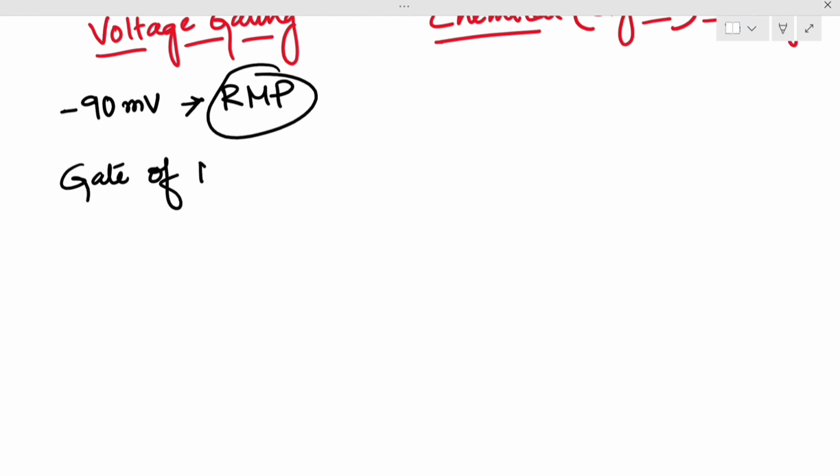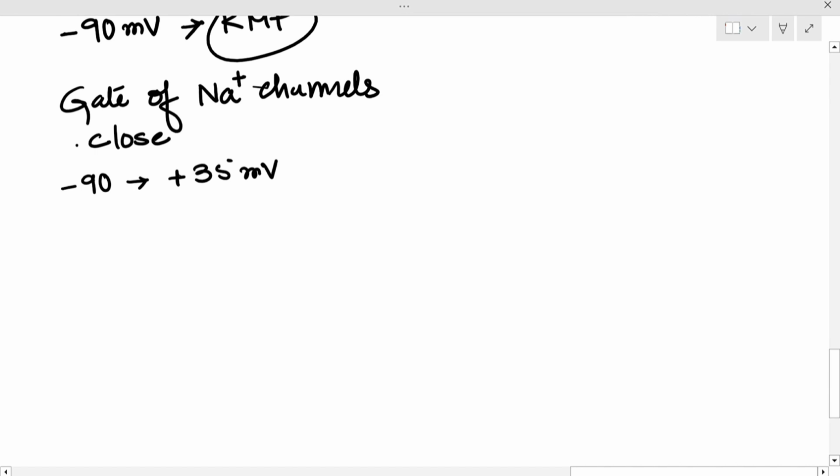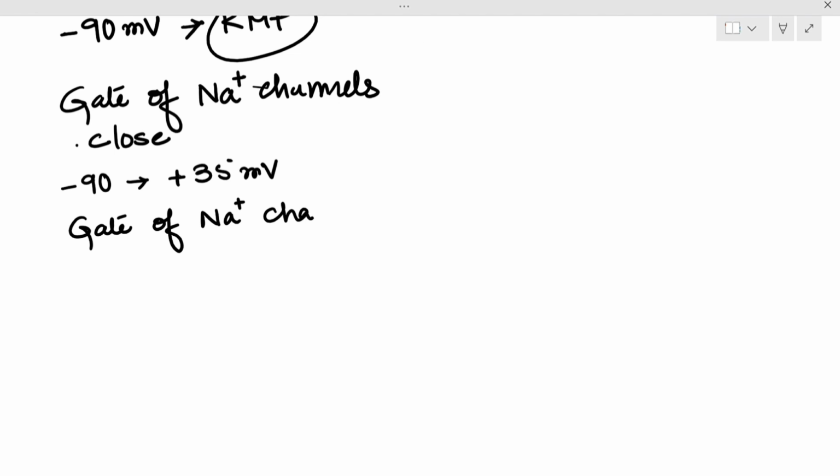Gate of sodium channels close. Okay, but when this minus 90 millivolt gets shifted to the positive millivolt, that means from minus 90 to plus 35 millivolt, gate of sodium channels open.